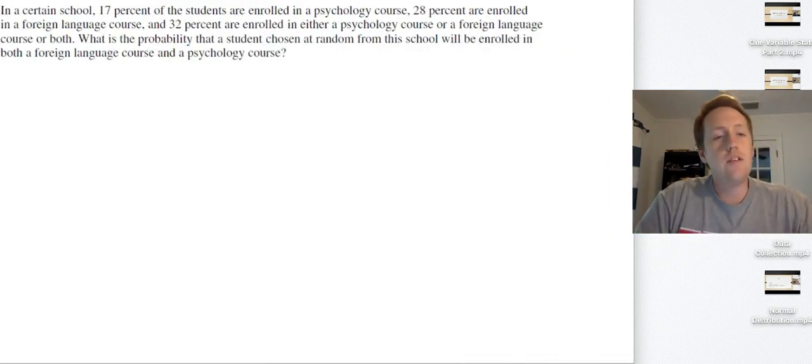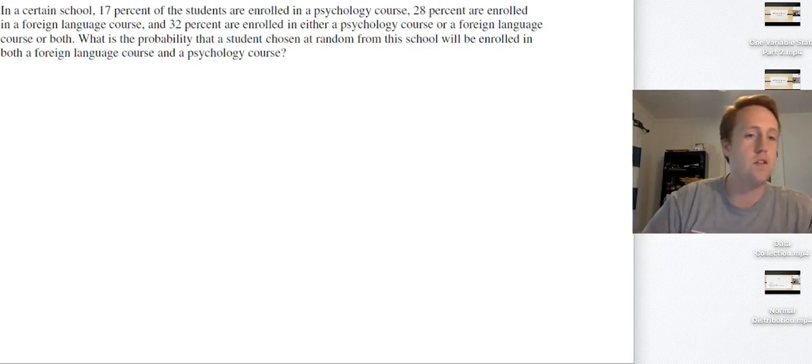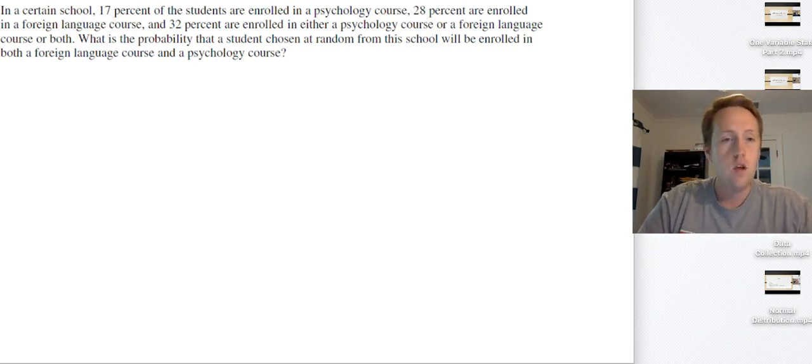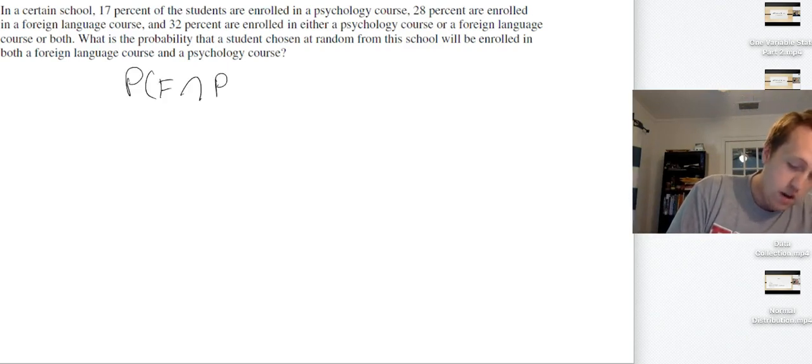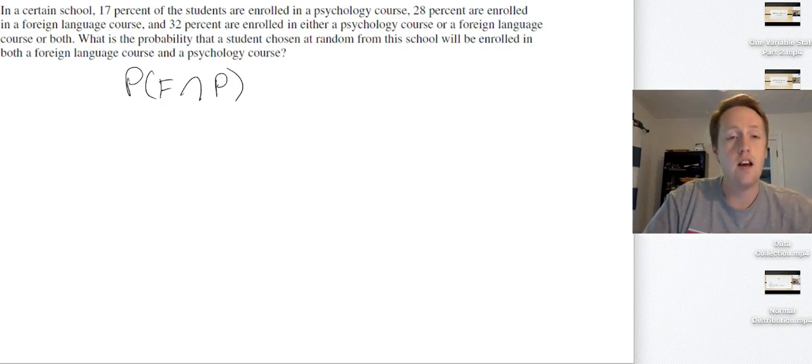In a certain school, 17% of the students are enrolled in a psychology course, 28% are enrolled in a foreign language course, and 32% are enrolled in either a psychology course or a foreign language course, or both. What is the probability that a student chosen at random from this school will be enrolled in both a foreign language course and psychology? So I want the probability of F and P, right? So foreign language and psychology.